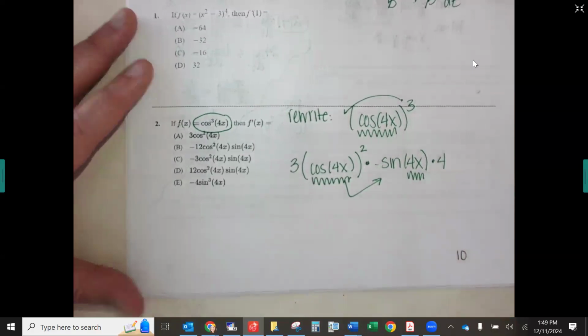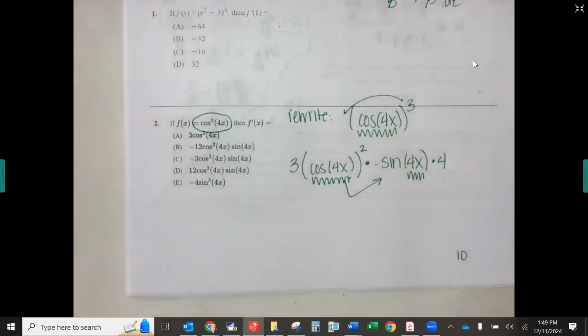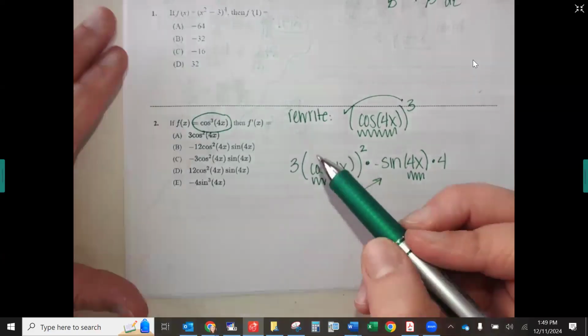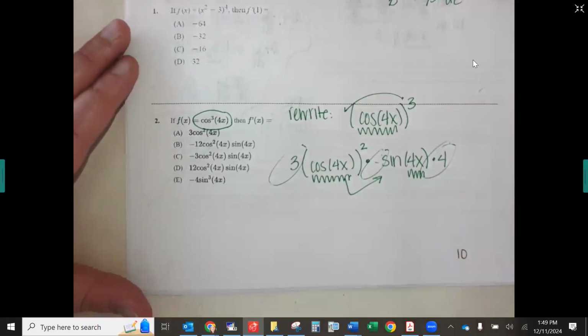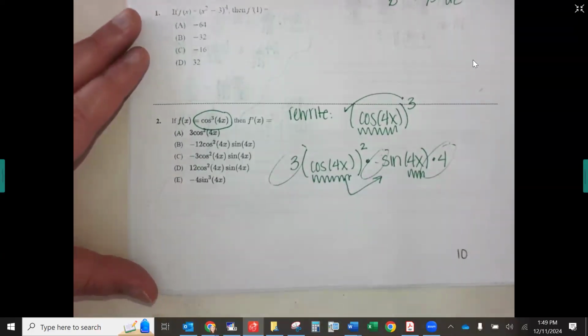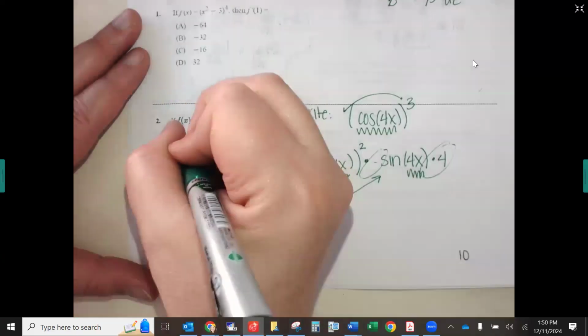Times 4. Then remember, any numbers that you see from the front, we want to multiply those together. So I see I have a 3 in the front times a negative times a 4. A 3 times a negative times a 4. What's my leading coefficient? Negative 12. So it should be B.